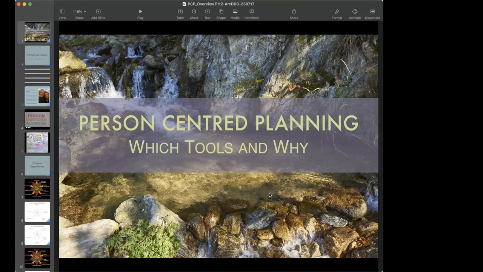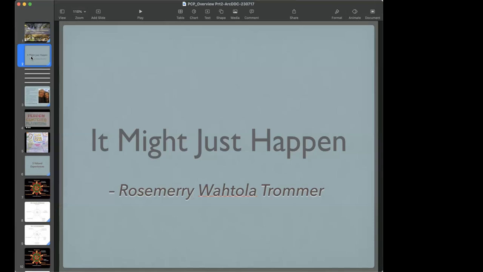Those of you who have been to some of my other presentations know I really like to start with a poem. So I'd like to start with one written by a woman by the name of Rosemary Watola Tromer, who I found on the internet through a friend of mine. She sends out a poem a day. And this one came through right at the beginning of the pandemic. I thought it really resonated for some of the work that we're doing, especially when we're thinking about planning. So this poem's called "It Might Just Happen."